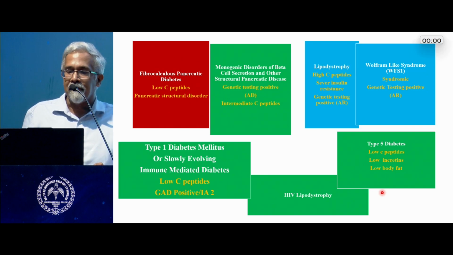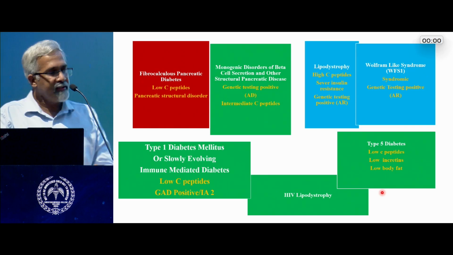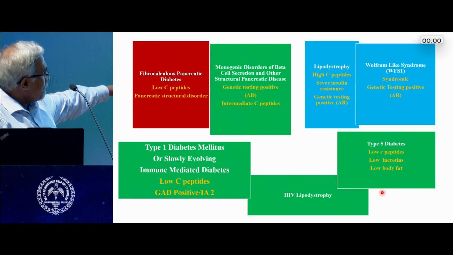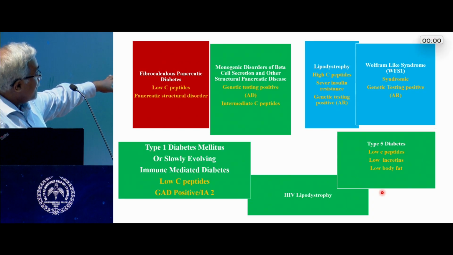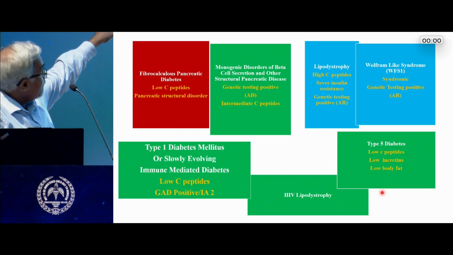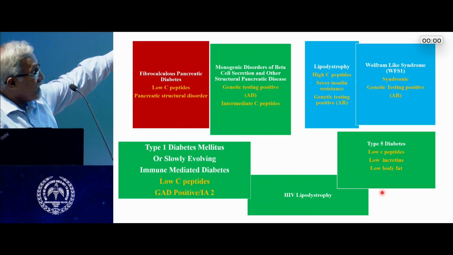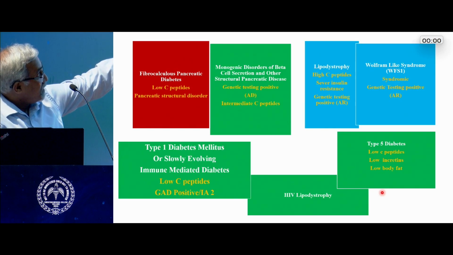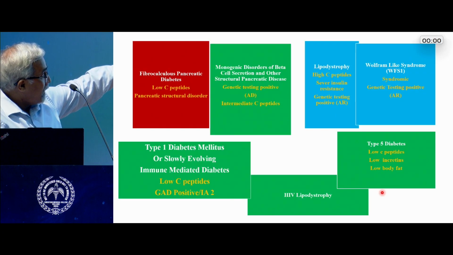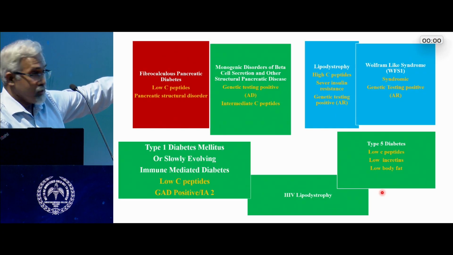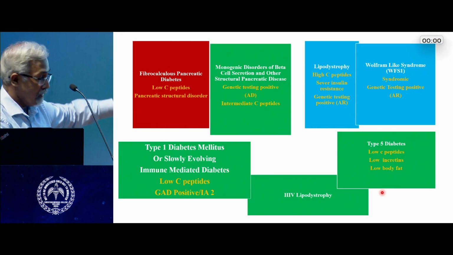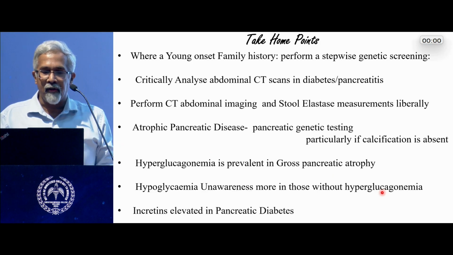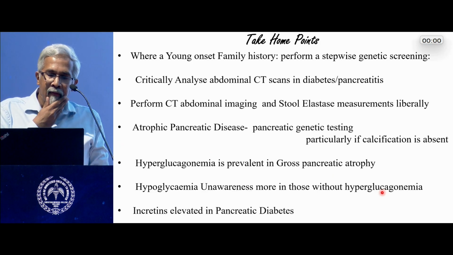So when we see a lean patient, this is our differential diagnosis. I keep this as number 2 on the list. Number 1 is, of course, type 1 or slowly evolving immune-mediated diabetes. That's number 1; number 2, pancreatic disease. Genetic disorders, only some, like MODY5. Rarer conditions like Wolfram's and lipodystrophy. And then type 5 diabetes, which is the malnutrition modulated diabetes, which we deal with in addition. So I'm just covering what I've told you about.